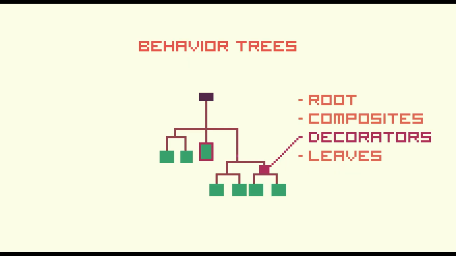The last type of nodes you should know about are decorators. I don't think they are really included in the mathematical definition, but it's a common type of node in game development. It helps to make the tree less complex and the nodes more reusable.